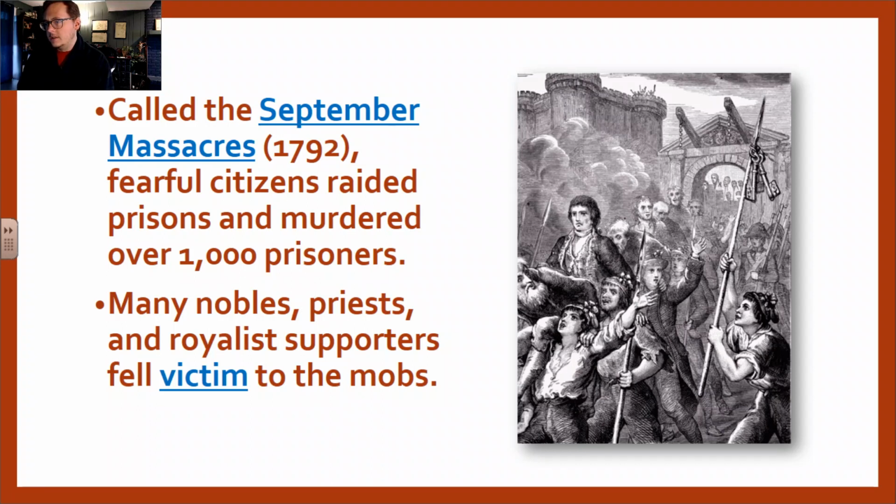Called the September Massacre in 1792, fearful citizens raided the prisons and murdered over 1,000 prisoners. Many nobles, priests, and royal supporters fell victim to the mob. The reason they did this was because they were scared.